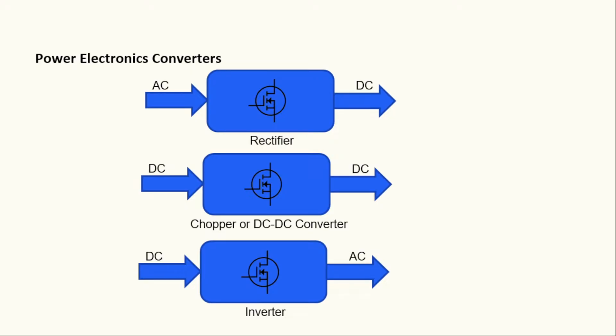Using a power electronic device, AC power can be converted into DC power. This conversion is called a rectifier. DC power can be converted into DC by a chopper, which maintains DC to DC power. DC can also be converted into AC, and the conversion of DC to AC is called an inverter.